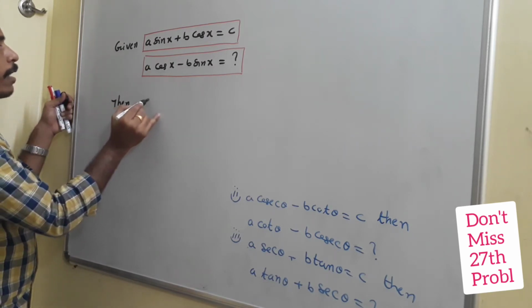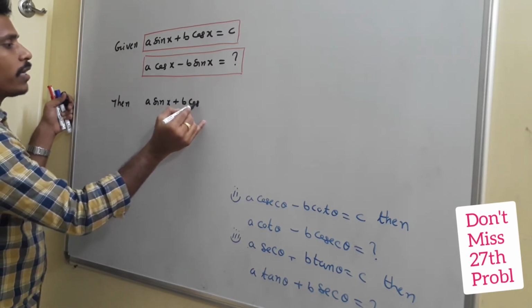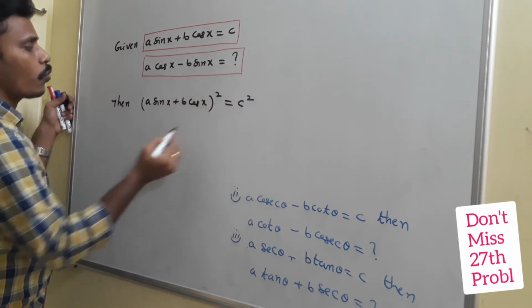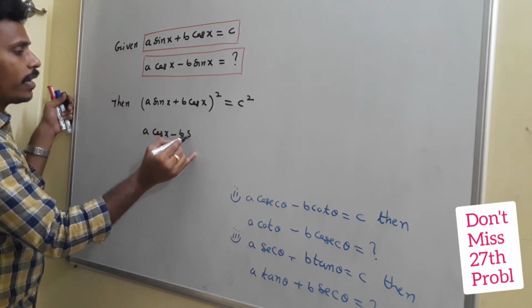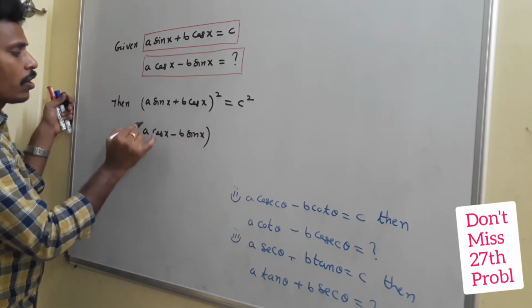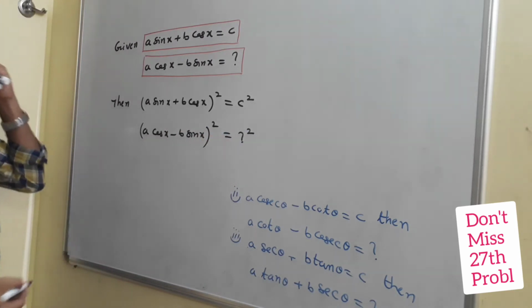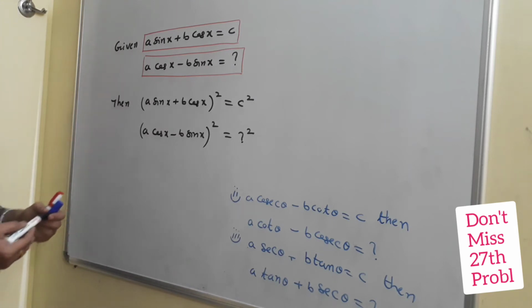Then (a sin x + b cos x) whole square is equal to c square. And the next one is (a cos x - b sin x) whole square is equal to question mark square. Yeah, we need to solve it. Okay, how to solve? Look at this.